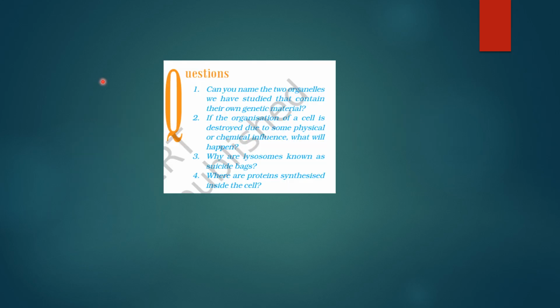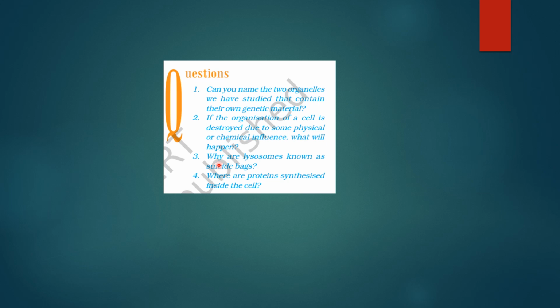Okay, so here comes the question set. Can you name the two organelles we have studied that contain their own genetic material? So first one is mitochondria, okay, which is in both plant and animal cells, and chloroplasts in plant cells, okay. Both of them have their own DNA and they can replicate independently, right? Second is, if the organization of a cell is destroyed due to some physical or chemical influence, then what will happen? So the essential functions like energy production, protein synthesis, waste removal, these will stop, and it can lead to a death of the cell, right?